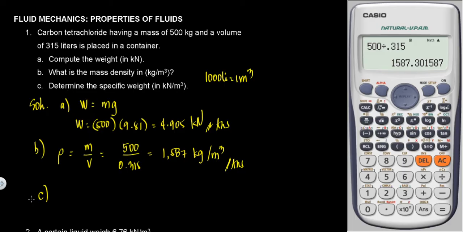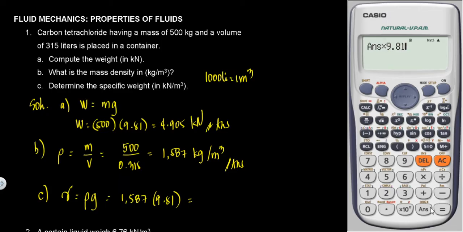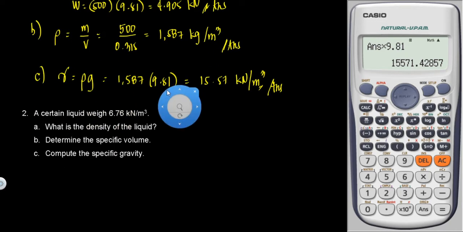And letter C, determine the specific weight in kilonewton per meter cube. Specific weight is equal to rho times G, no? So gamma equals rho G. So we have 1587 times 9.81 equals 15.57 kilonewton per meter cube. So, madali lang. Okay, number 2.